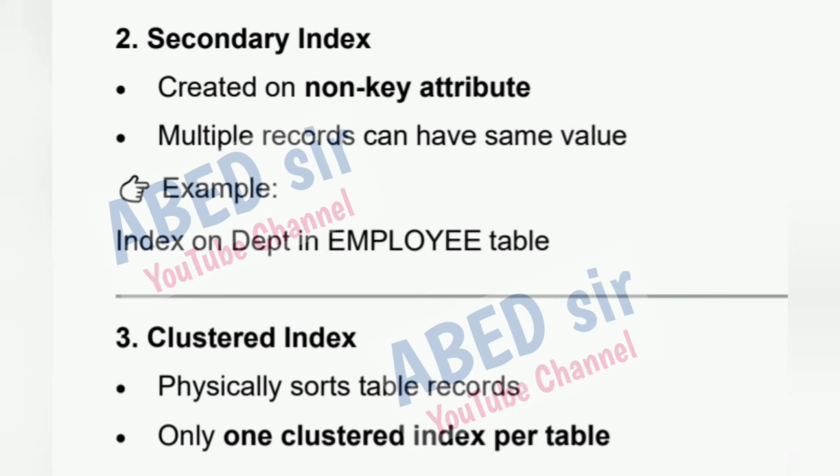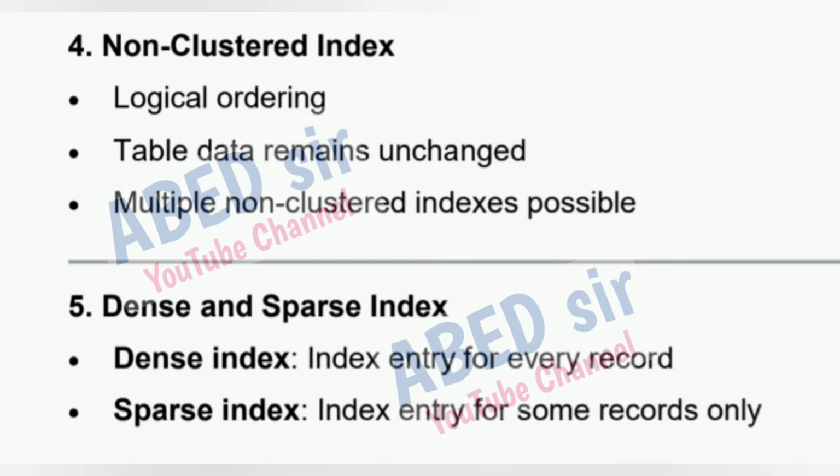3. Clustered index. Physically sorts table records. Only one clustered index per table. 4. Non-clustered index. Logical ordering. Table data remains unchanged. Multiple non-clustered indexes possible.